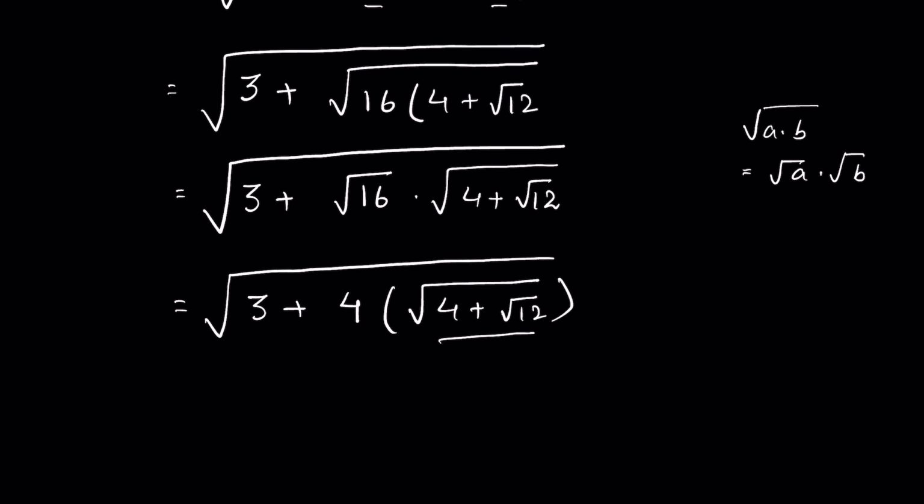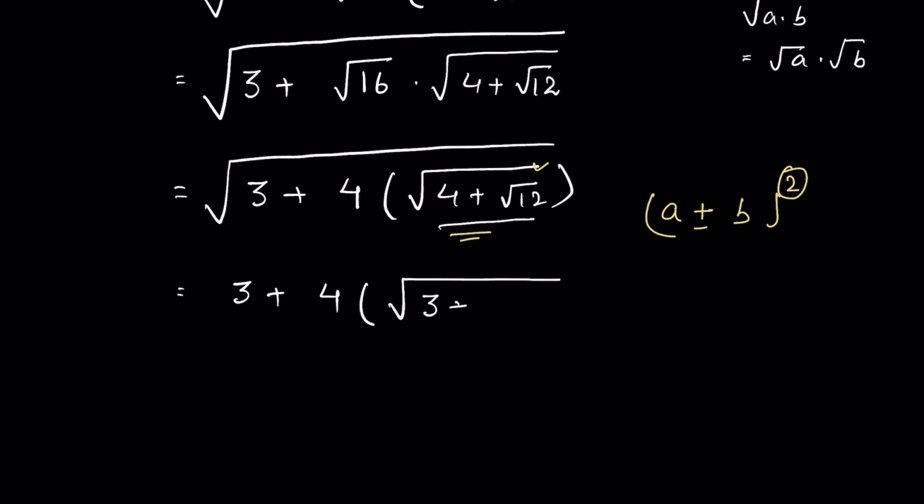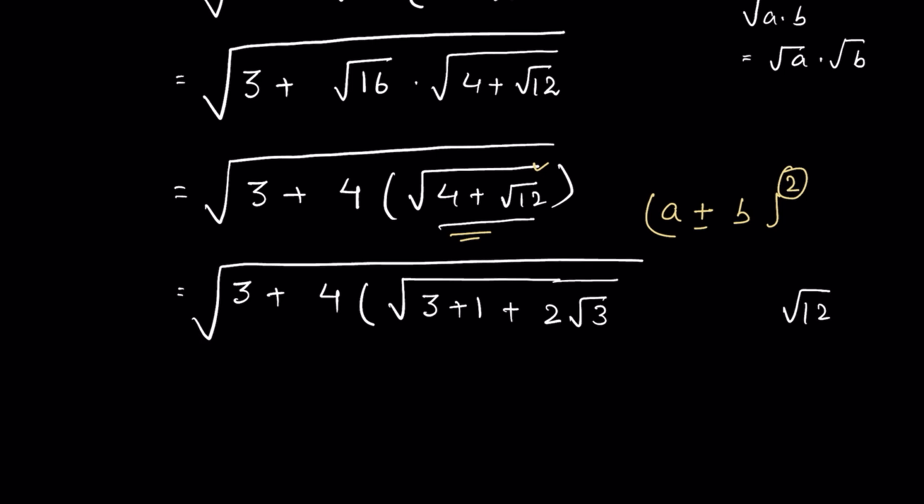Now to simplify this, which is a nested radical, if we can write these two terms in the form of a plus minus b whole square, then this whole square can remove this square root. So let's try. So 3 plus 4 here we can write 3 plus 1, then square root of 12, this is equal to 2 times square root of 3, then all under square root, because square root of 12 is equal to square root of 4 times 3, or square root of 4 times square root of 3. Square root of 4 is 2, so 2 times square root of 3.